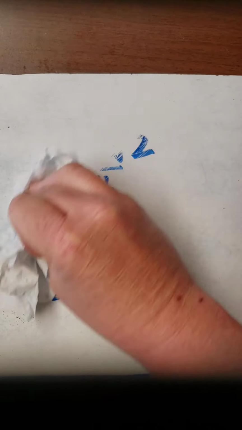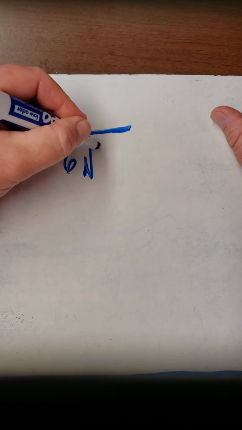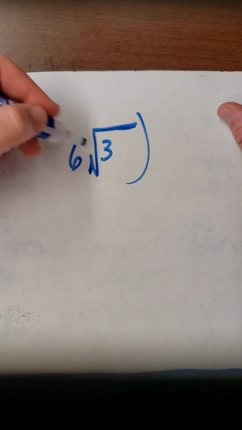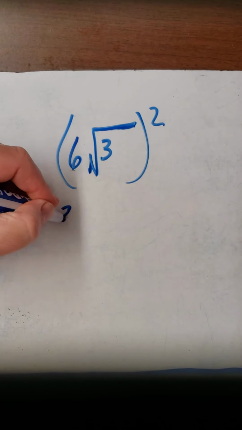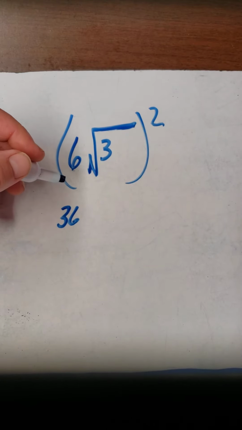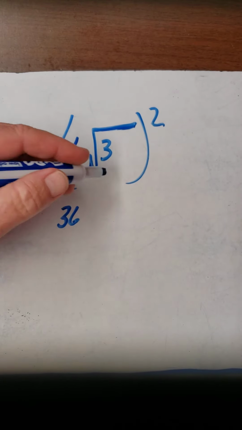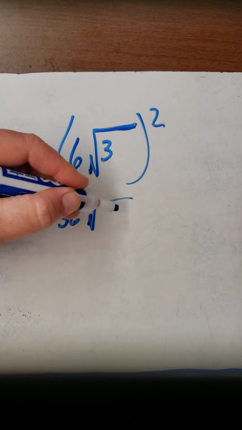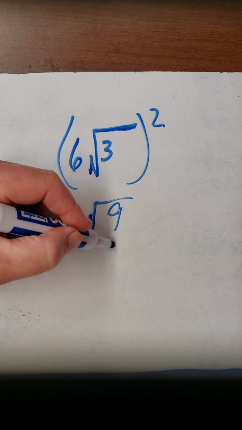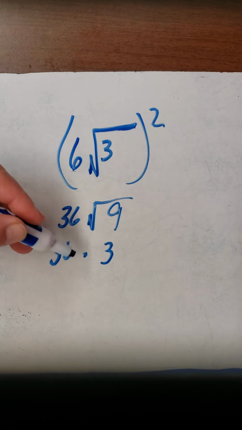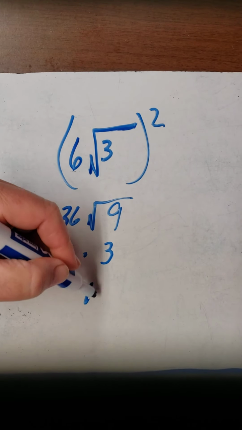Okay. Moving on to C. You have 6 square root of 3, and it's all squared. Okay. So you take 6 squared, which is 36, and you take 3 squared inside, which is 9. 9 is a perfect square, which is 3 times 36. 36 times 3 is 108.